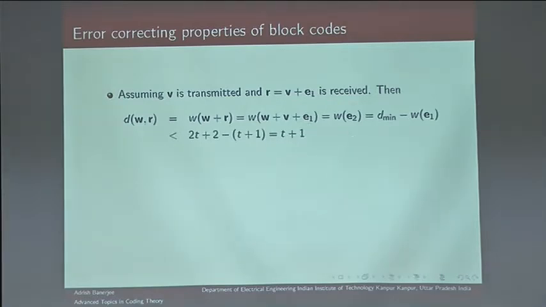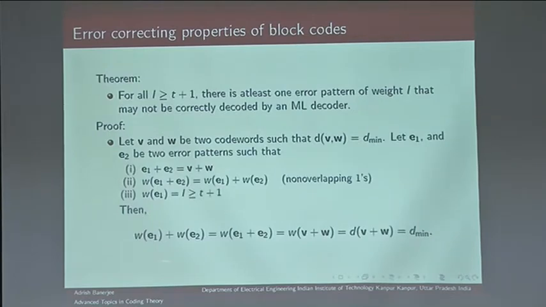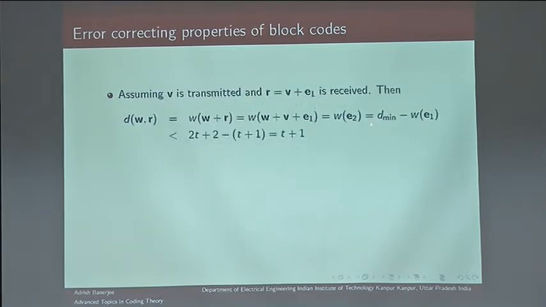And what is weight of E2? From here, weight of E2 is d min minus weight of E1. So, d min minus weight of E1. What is maximum d min? That is 2t plus 2. And what is weight of E1? It is at least t plus 1. So, Hamming distance between W and R is less than t plus 1.